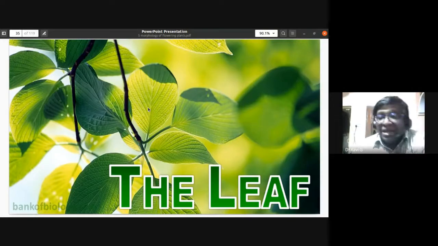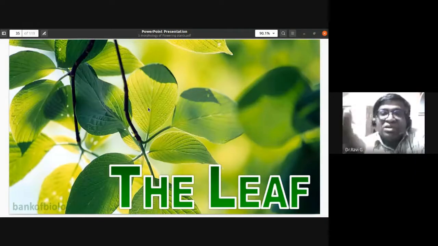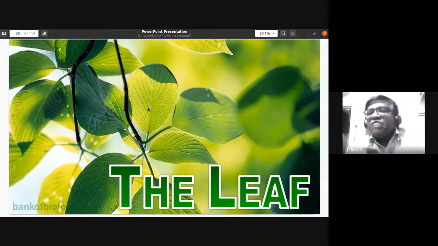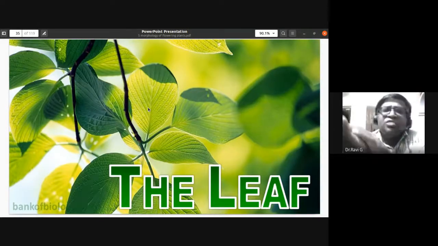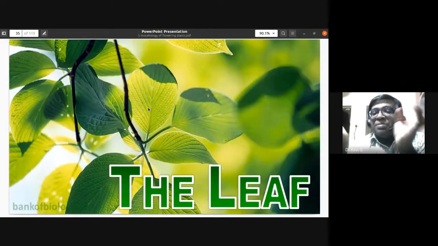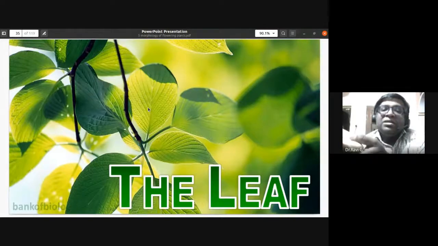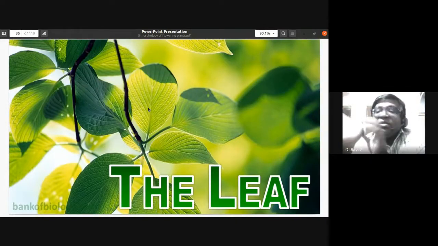Okay. So the leaf, you know that commonly it is considered to be the kitchen of the plant because they undergo photosynthesis. Leaf has a large number of chloroplasts, and these chloroplasts are going to capture, conserve, and convert the solar electromagnetic radiation into chemical energy. And here they also have stomata.